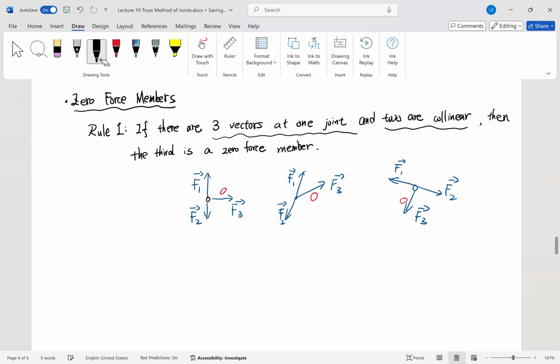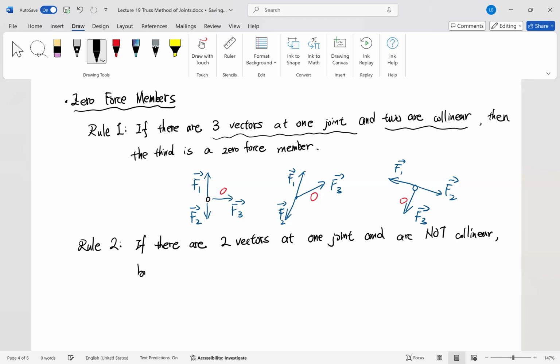And the second rule. The second rule here is that if there are two vectors at one joint and they are not collinear, then both are zero force members. Both are zero force members here.